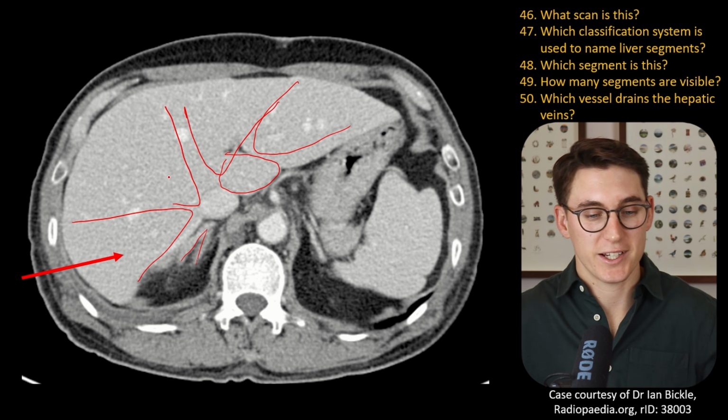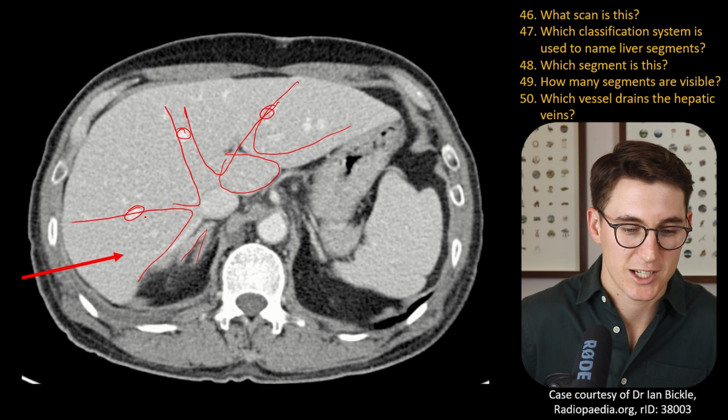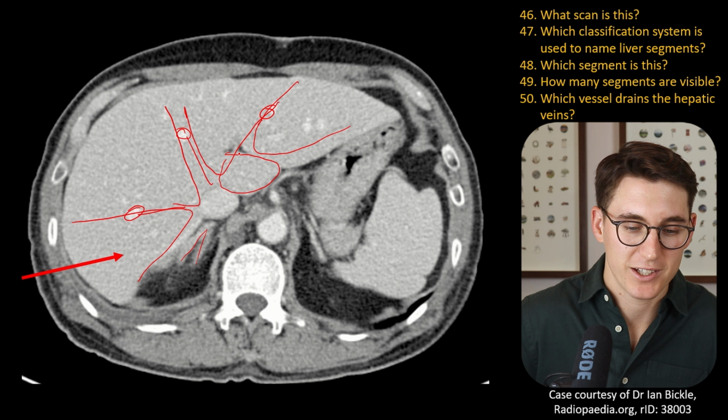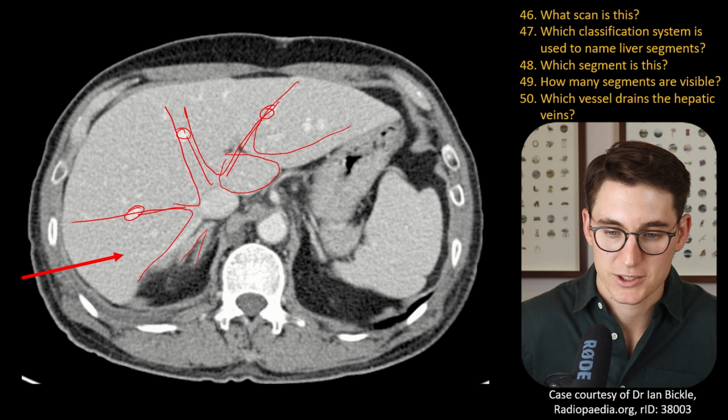Now, which vessel drains the hepatic veins, these veins that we've used to divide the liver into its various different segments? Those then drain into our inferior vena cava, taking that blood then to the right side of our heart.